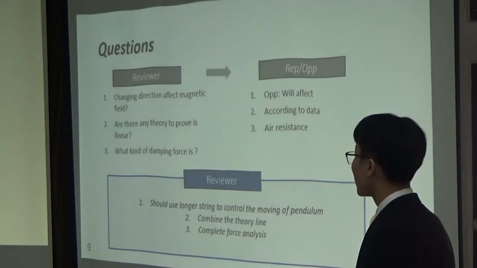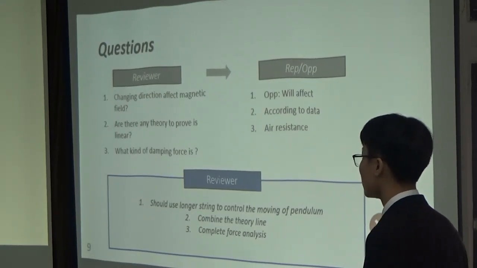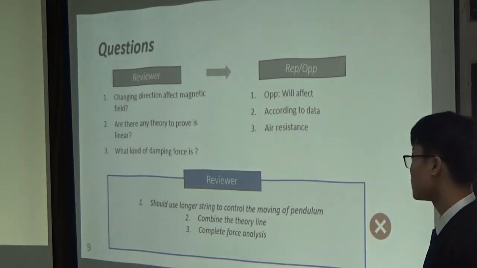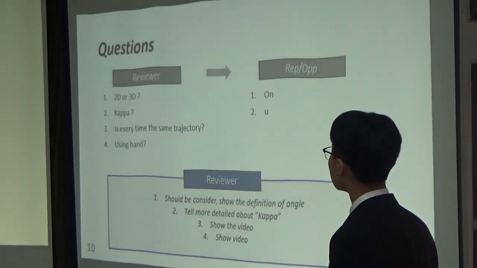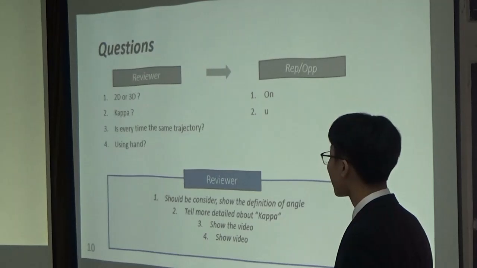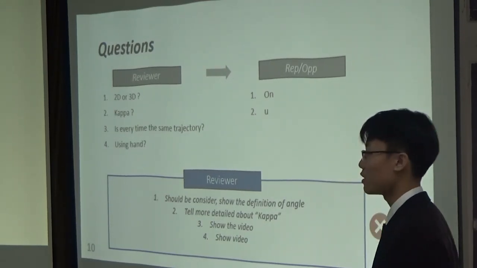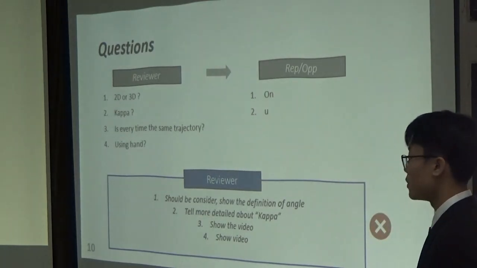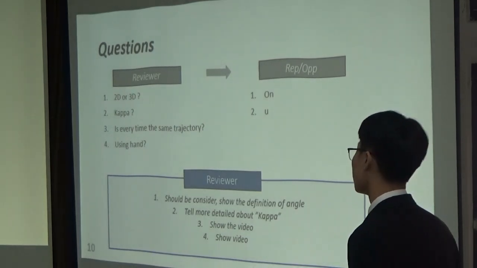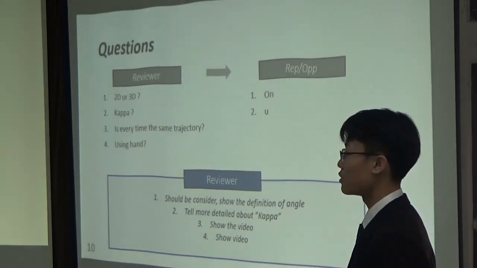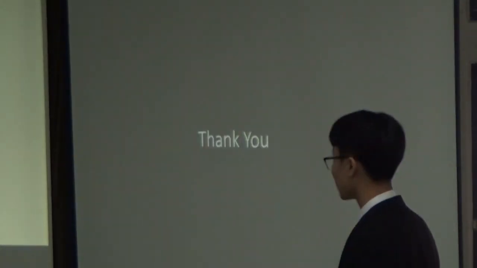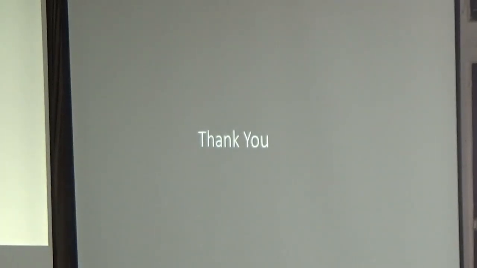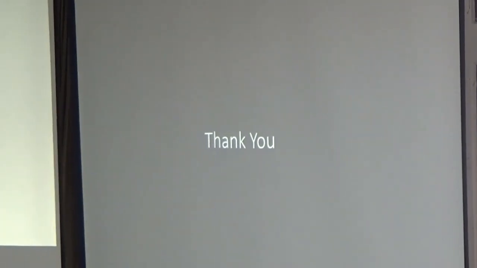The third is what kind of damping force it is, and the report said it was air resistance, and I think he can complete the force analysis more. And about kappa and his tail, I think he can tell more details about the meaning of his picture, and also I think he could show the trajectory of the motion of the magnet. Okay, and that's all my review. Thank you. Now it's time for questions from the viewers.